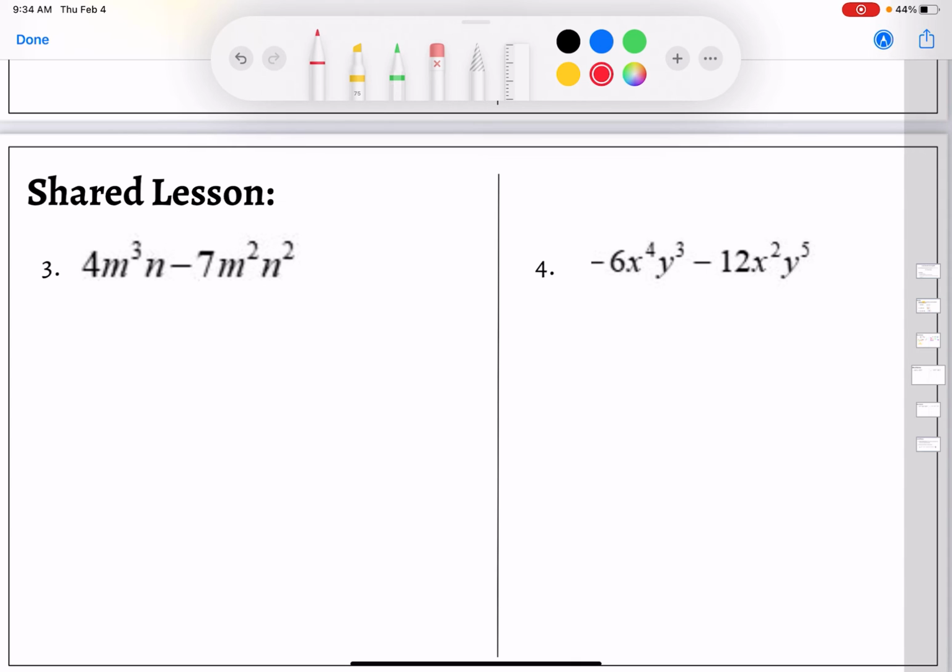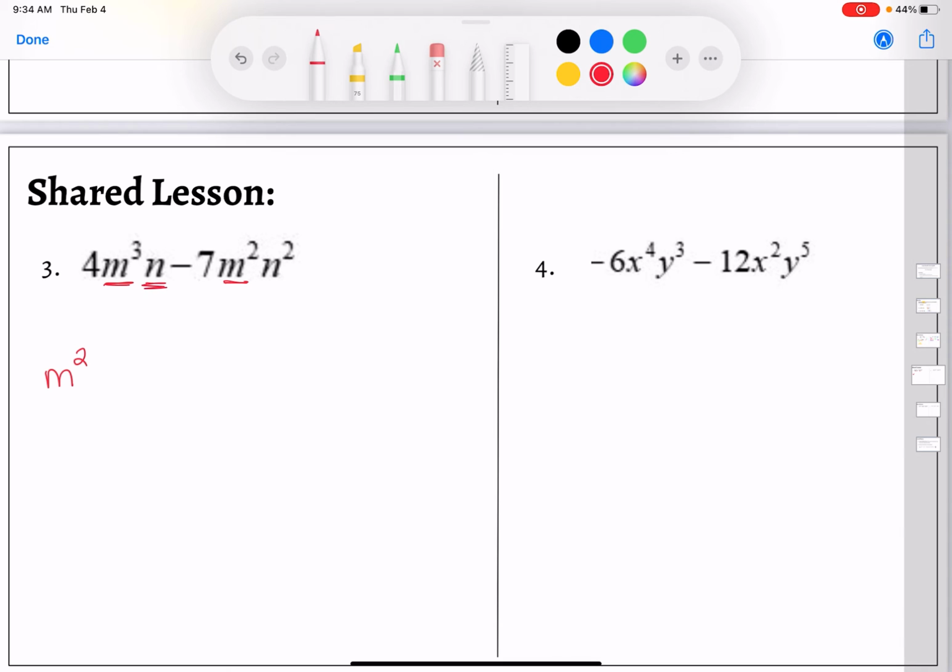Okay, so if I look at 4m to the third n minus 7m squared n squared. Well, if I look at my numbers first, I have 4 and 7. They don't have any common factors. So what I have to look at is the variables. I have m to the third and I have m squared. So there's 3 m's in the first one and 2 m's in the second. So they both have at least 2. So I can take m to the second out, right, as my GCF.